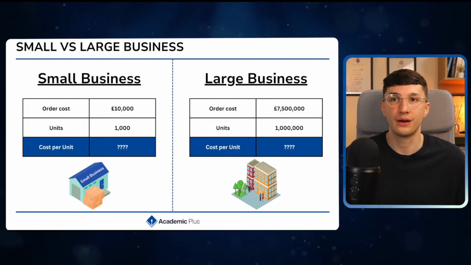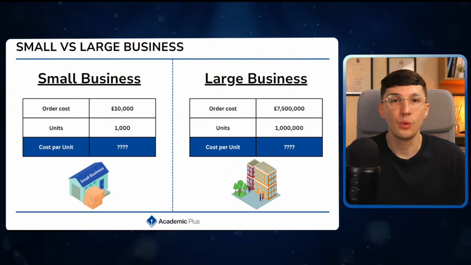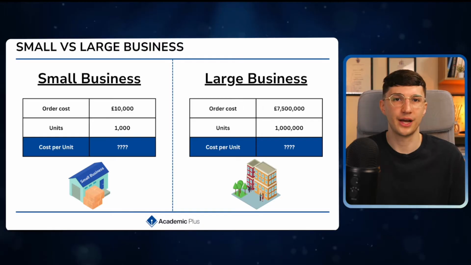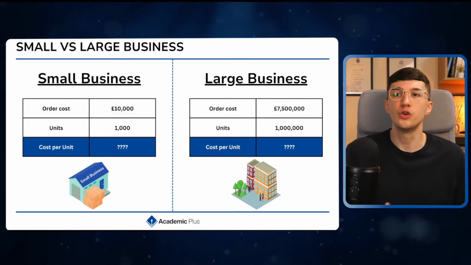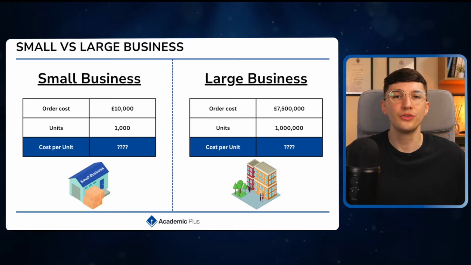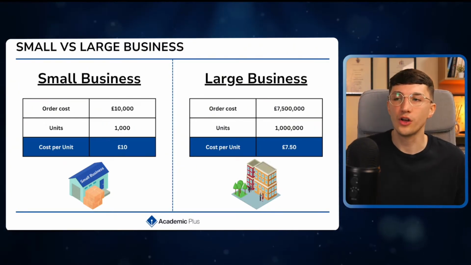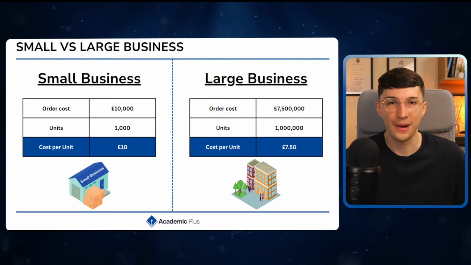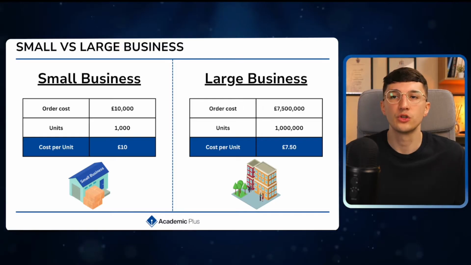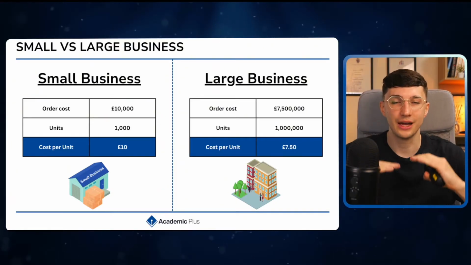and that's going to cost them £10,000. But a larger business has put in an order and they've said, well, we're going to be putting in an order of 1,000,000 units, so we want a discount. So the supplier says, cool, no worries. You're going to have an order cost of 7.5 million. So even though the total cost has gone up, we look at the cost per unit. The cost per unit for that smaller business is £10, but for that larger business, it's now £7.50. So even though the total cost has increased, the cost per unit has begun to reduce.